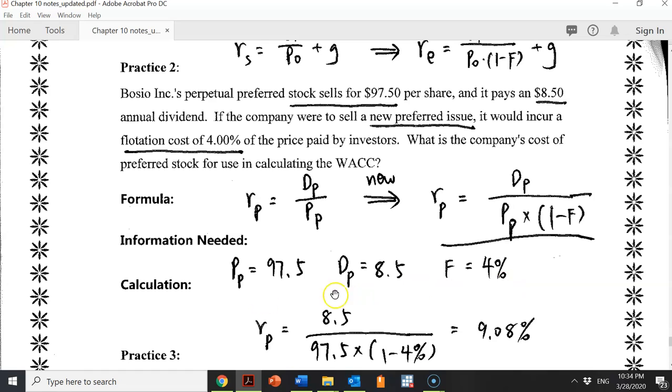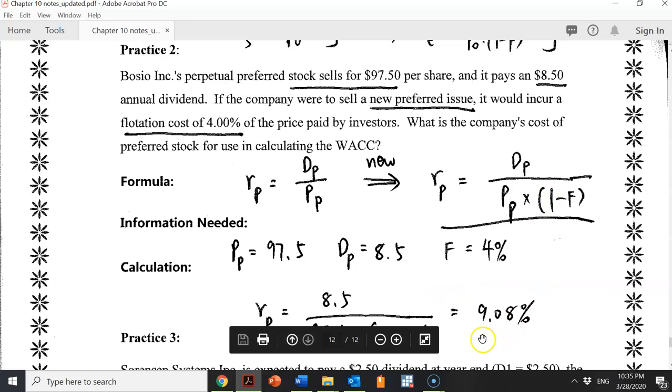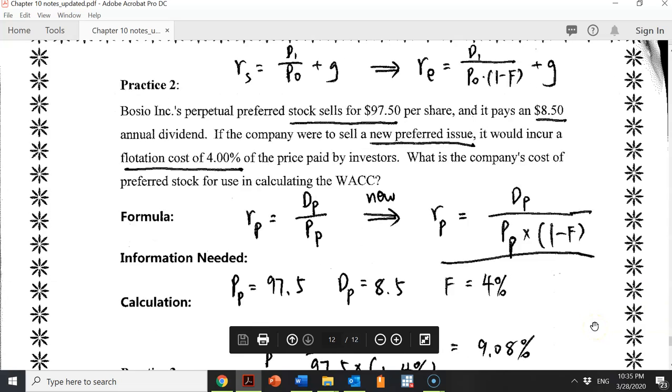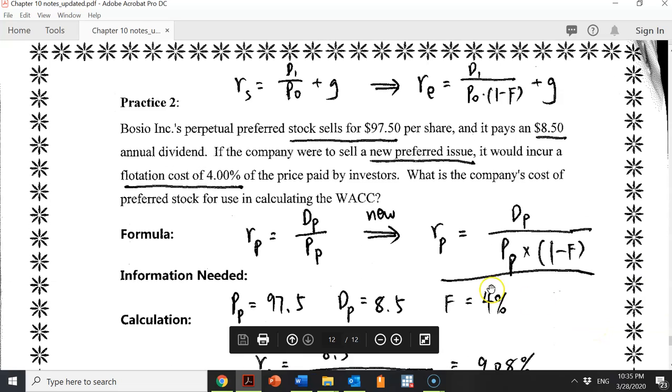Because we know the stock price, dividend, and F, we just plug the numbers in, and we have 9.08%. So now we know the cost of new stock for common stock, RE, and for preferred stock, RP. For both of them, we just add 1 minus F to P.